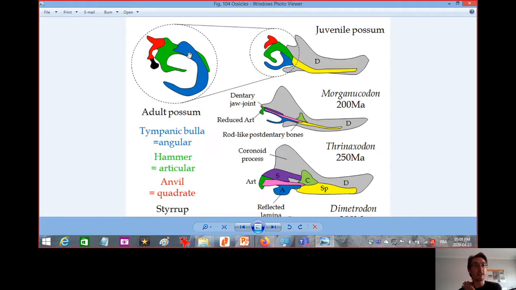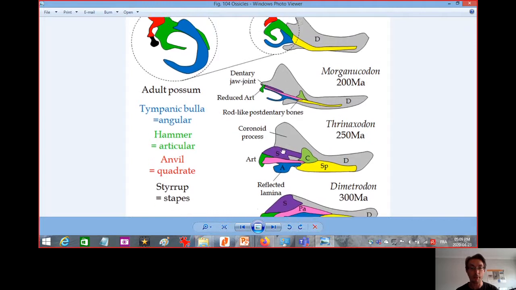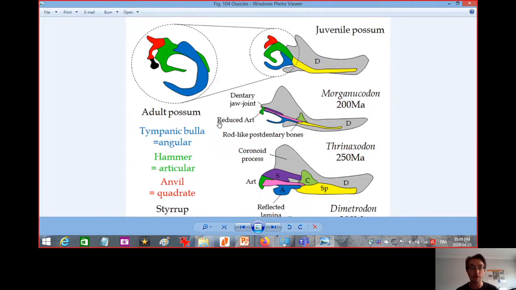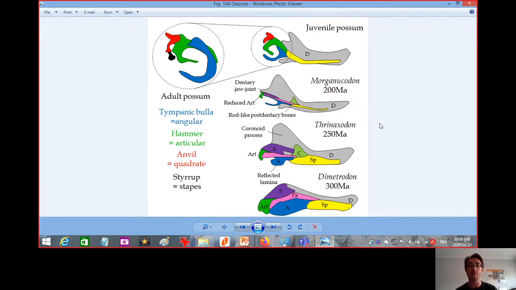Now, what is quite amazing is that the middle ear ossicles are in the skull. Which means that in the juvenile opossum, at some point, these bones jump from inside the lower jaw here into the skull here. That's a very interesting phenomenon. And so the condition in the juvenile opossum recapitulates the evolution of the postdentary bones in mammal-like reptiles. So it's one of the best evidence of macroevolution.